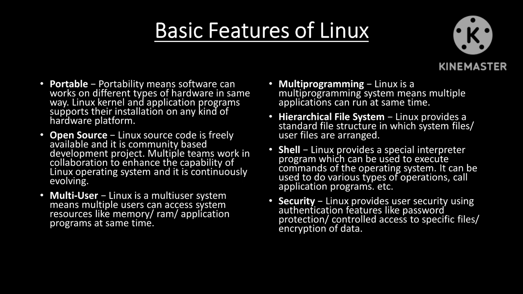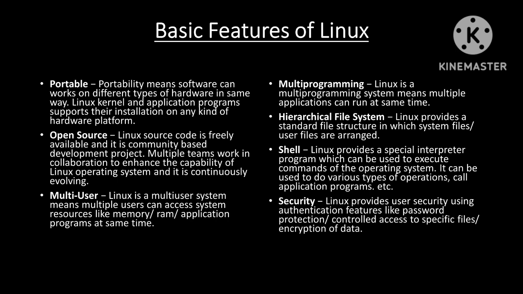Then number 2, another important and unique feature of Linux is open source. Linux source code is freely available and it is a community-based development project. That means different groups can develop different projects using that open source. Multiple teams work in collaboration to enhance the capability of the Linux operating system and it is continuously evolving. So that is the second feature of Linux.